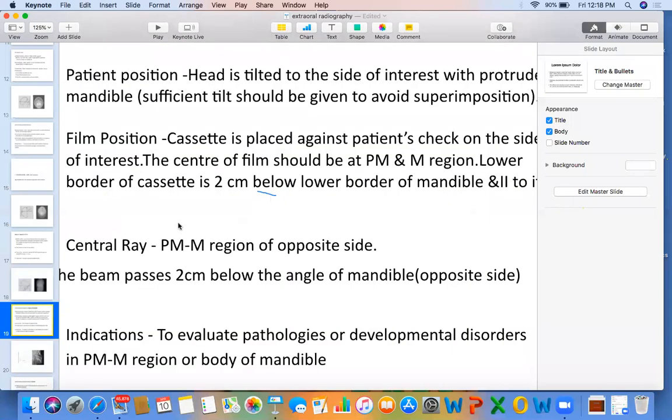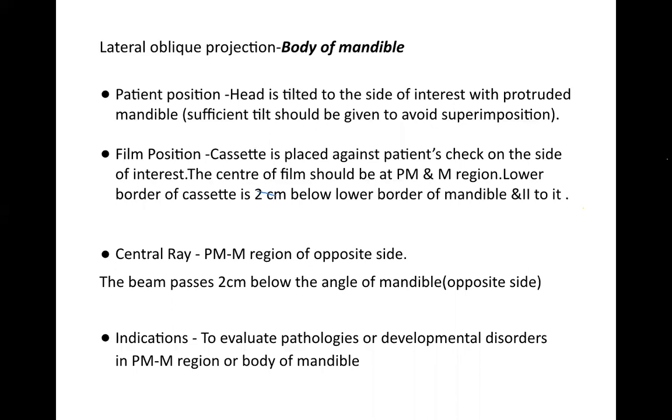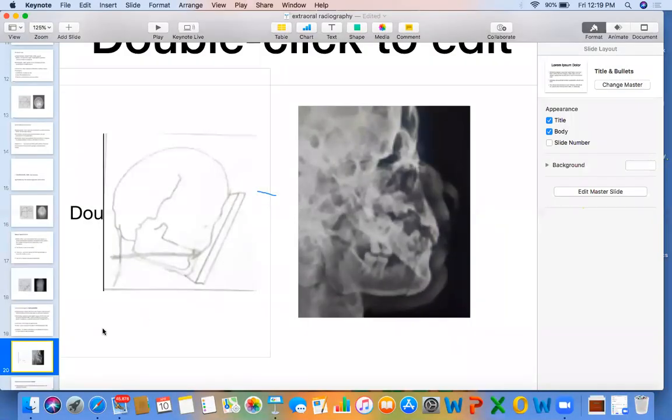Okay, so film position is: cassette placed against the patient's cheek on the side of interest, and the center of the film should be at the premolar molar region. The lower border of the cassette is 2 centimeter below the lower border of the mandible. So your cassette should cover the mandible completely. Central ray is from the premolar molar region from the opposite side, and the beam passes 2 centimeter below the angle of the mandible. I told you the indication is to see pathologies involving the ramus region. So our ray is going from the premolar molar region.